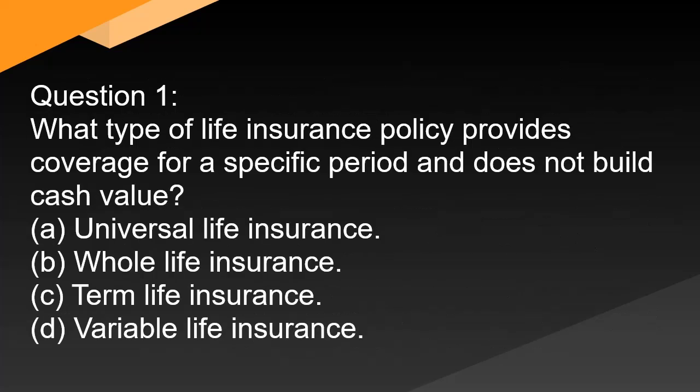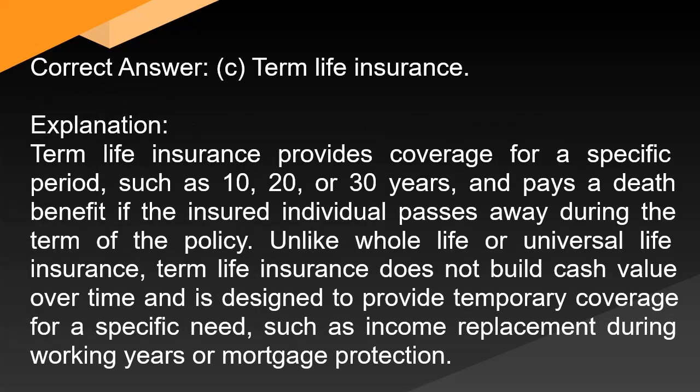Question 1. What type of life insurance policy provides coverage for a specific period and does not build cash value? A. Universal life insurance. B. Whole life insurance. C. Term life insurance. D. Variable life insurance. Correct answer: C. Term life insurance.